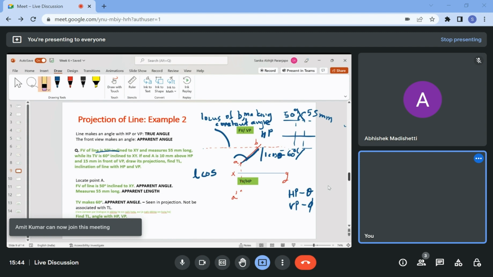If I am knowing the true length, or even if I don't know the true length actually, I can always say that, wait, I have this angle here. I need to have this distance to be plotted in the vertical plane, right?